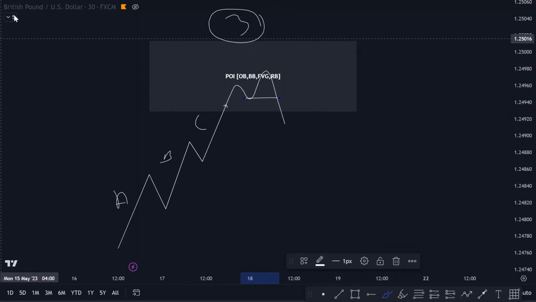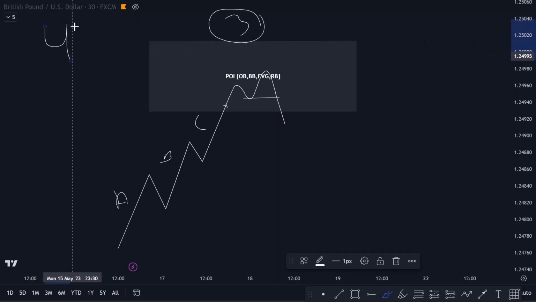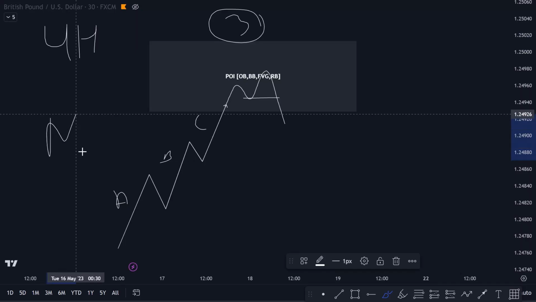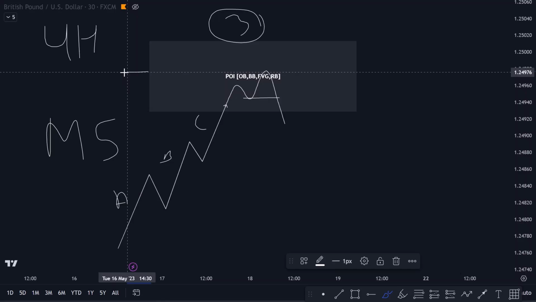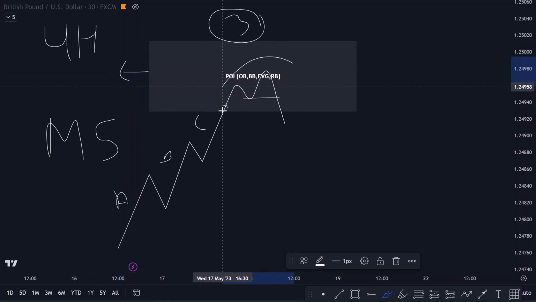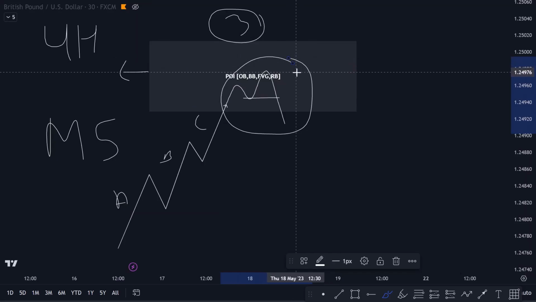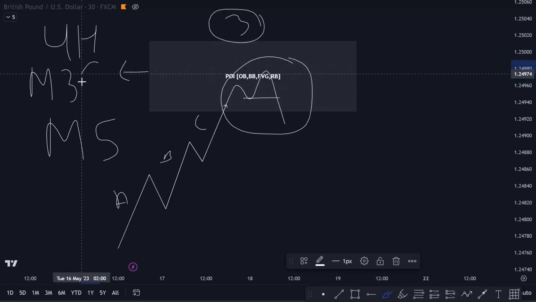Now let's assume this POI is on the 4 hour, okay? And then your entry is on the 5 minutes. I want you to have an intermediate time frame in between those time frames, so you determine the strength or the weakness of the candles. Okay, let's say it's 30 minutes. That's the one in between.